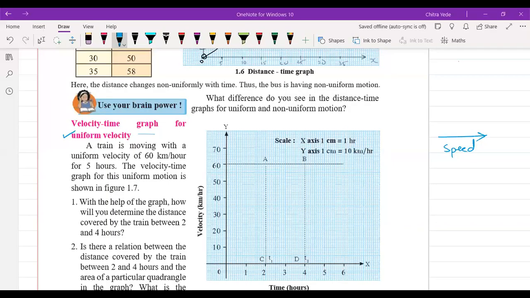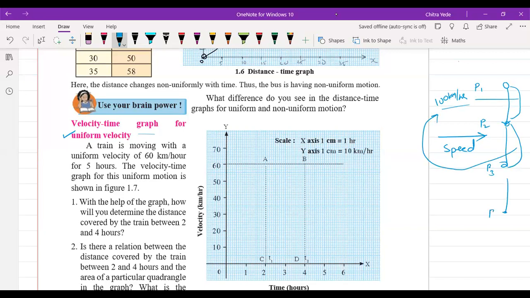...with respect to time, then it is called uniform velocity. That means if you start moving from one place, let this be position one, and then position two, traveling from here to here with a velocity of, say, 100 kilometer per hour. From the third position P3, again we check your velocity: it is the same 100 kilometer per hour. At the fourth position also we take the same velocity, 100 kilometer per hour.